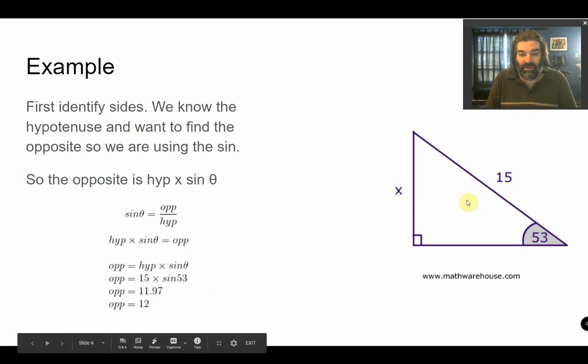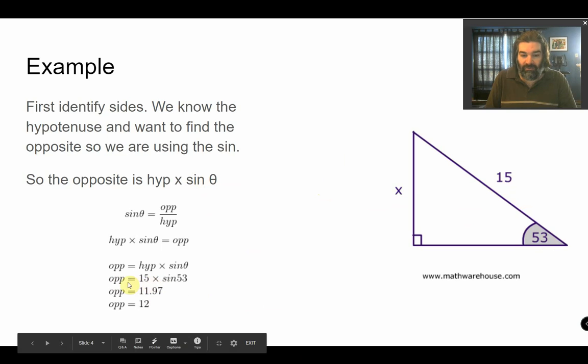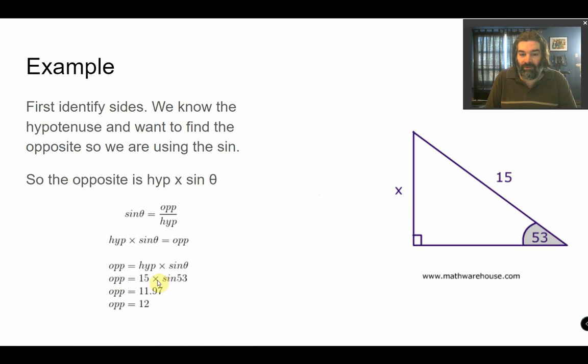So basically, here's the trick. Look at the sides you know. Look at the side you want to find. Look at the angle. So opposite is what I want to find. I know the hypotenuse. So opposite and hypotenuse, we use sine. That's the first thing you've got to figure out. Then to find the opposite, you multiply the hypotenuse by the sine of the angle, and that gives you the opposite side.